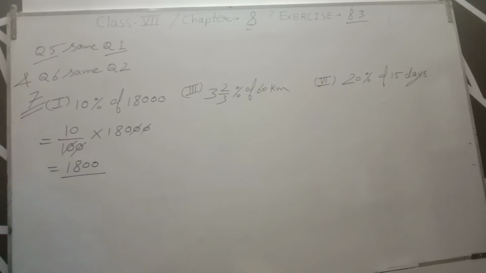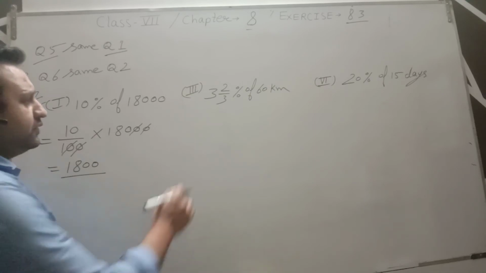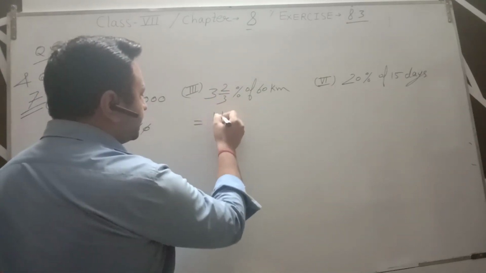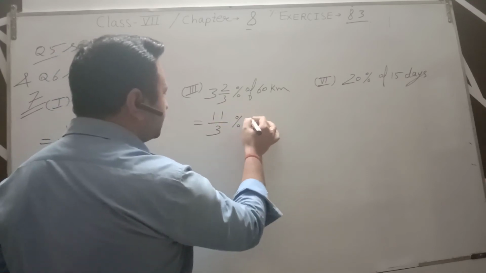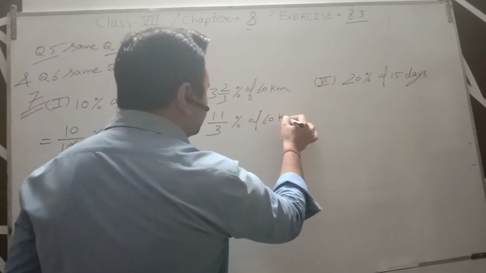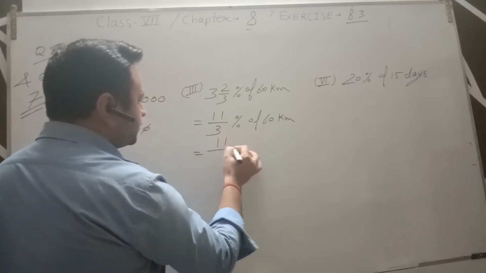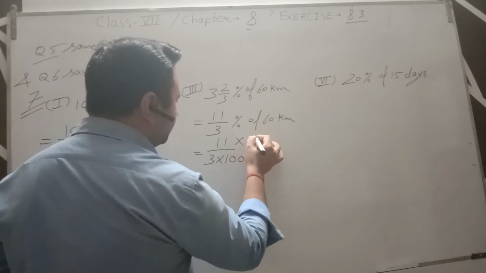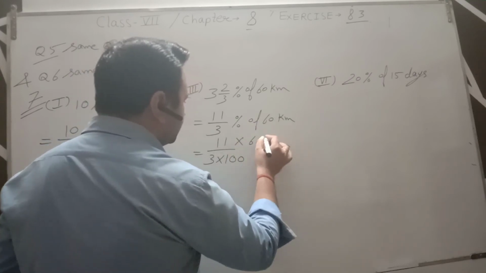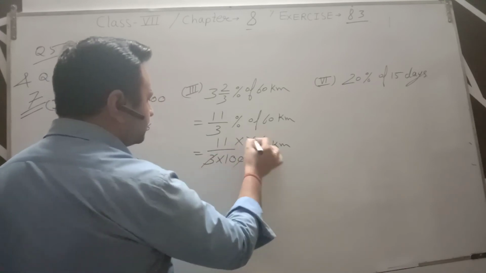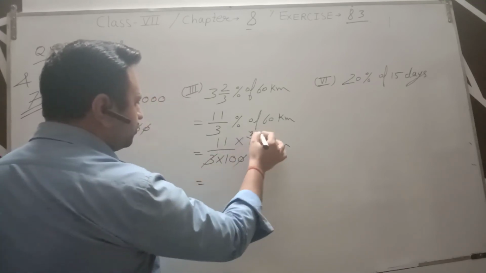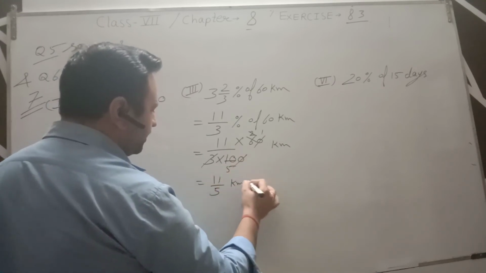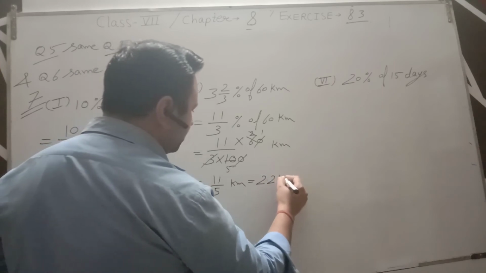Third part, 3 2/3% of 60 kilometers. Firstly we convert the mixed fraction into an improper fraction and the value we obtained is 11/3% of 60 kilometers. Now we remove the percentage sign, note down 100 in the denominator, and multiply by 60. 0 cancels, 3 twos are 6, and 2 fives are 10. So 11/5 kilometers, and after dividing, 2.2 kilometers.